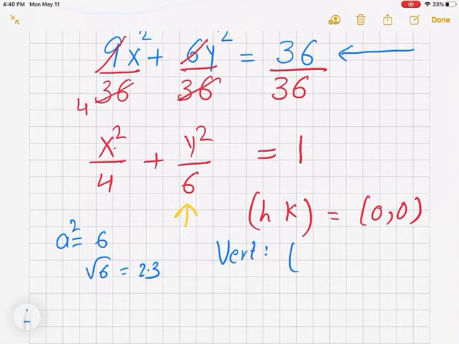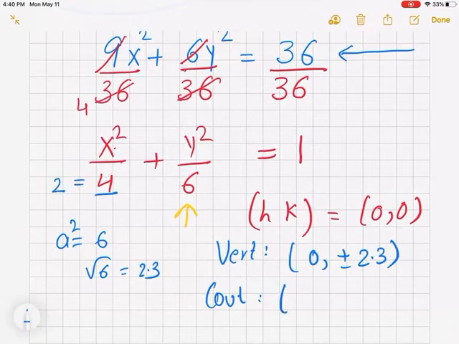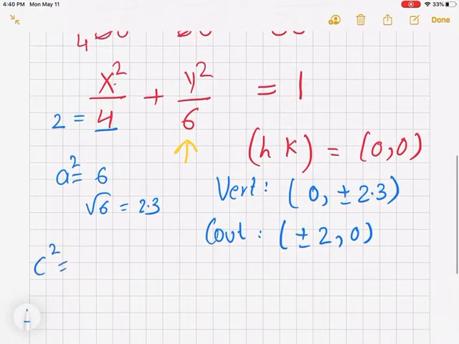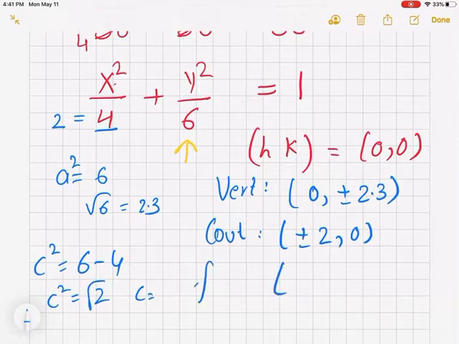So since these vertices are on the y-axis, I would write it as this. Co-vertices, I have it on the x, so this is 4, so the b value would be 2, and since it's on the x, it would be plus and minus 2 comma 0. Foci, c squared is equal to, you know, a squared minus b squared, which is 6 minus 4, c squared is equal to 2, c is equal to square root of 2, and you know foci are always going to be on the major axis, so this would be 0 comma plus and minus radical 2. Here you go. All right, so one last example.